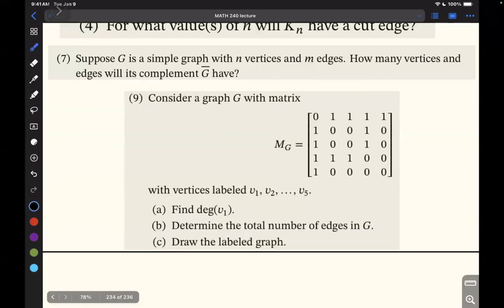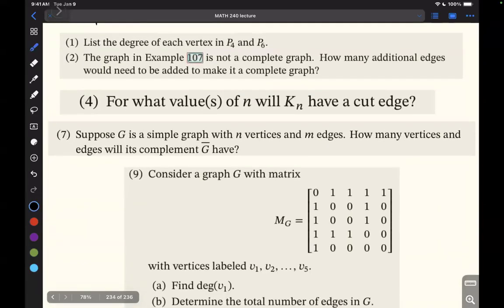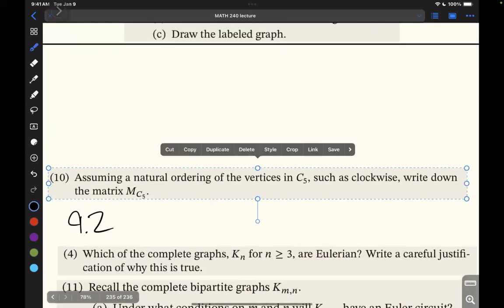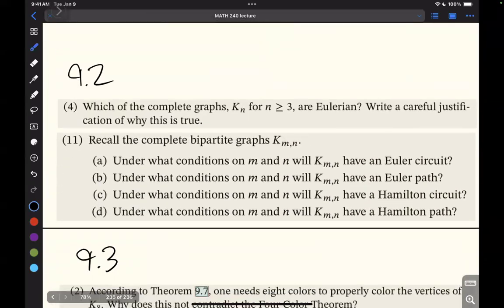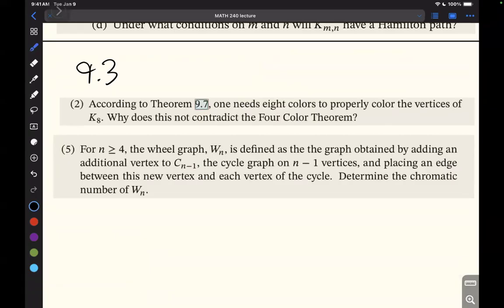All right, so these are a selection of homework problems. So I start with 9.1. Move that one up. I've selected some from 9.2 and 9.3. And so we'll spend maybe 20 minutes doing this and then we'll talk about trees.